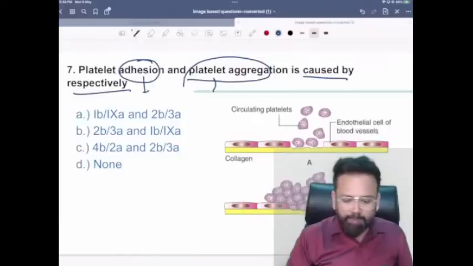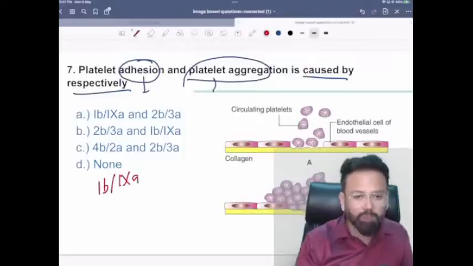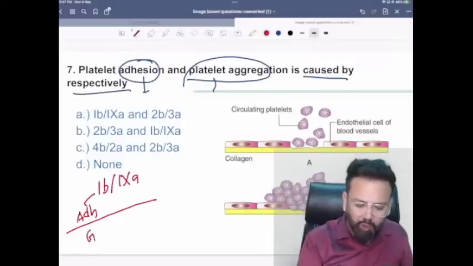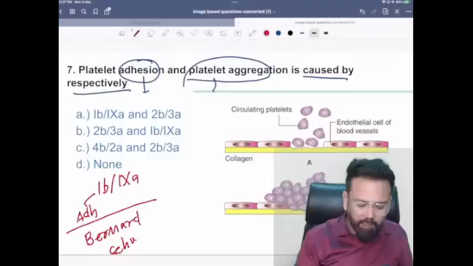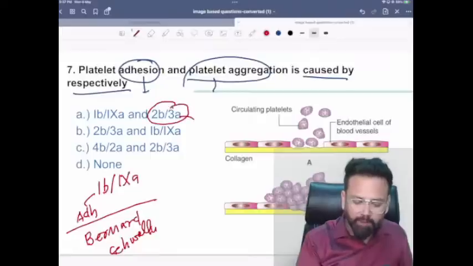Platelet adhesion and platelet aggregation is caused respectively by 1B9A. Very good. Most of you are correct. Adhesion is by 1B9A. 1B9A is responsible for adhesion. And if there is a mutation of this glycoprotein, it causes Bernard-Soulier disease. If there is a problem of adhesion, it causes Bernard-Soulier disease. And aggregation defect is by 2B3A, and that is called as Glanzmann thrombasthenia.